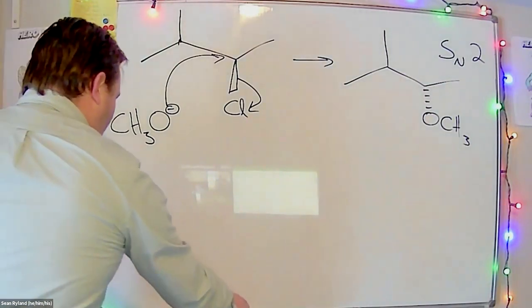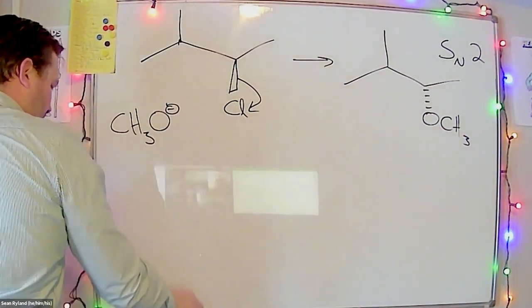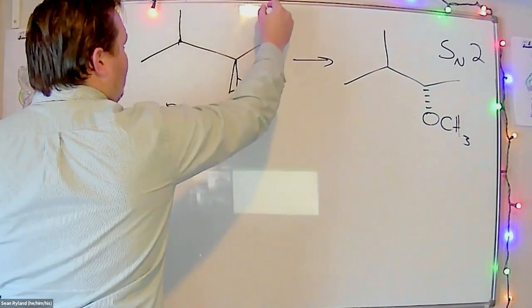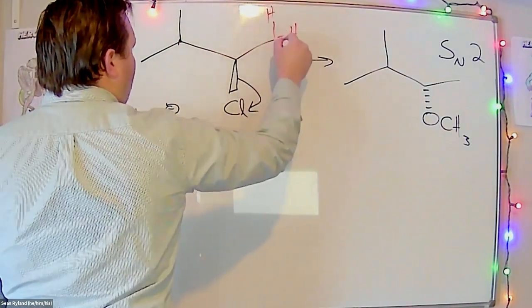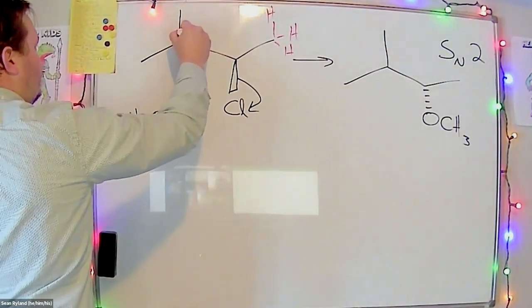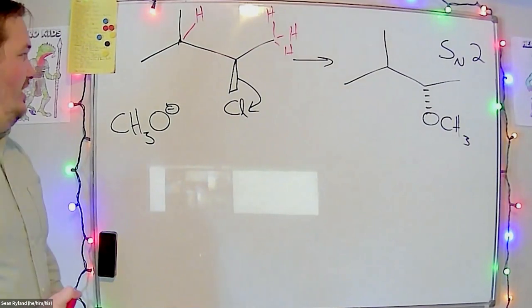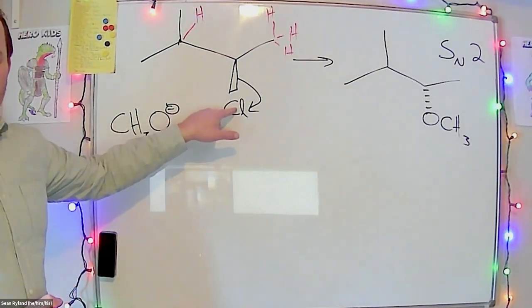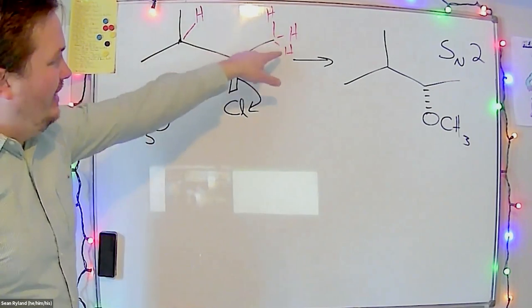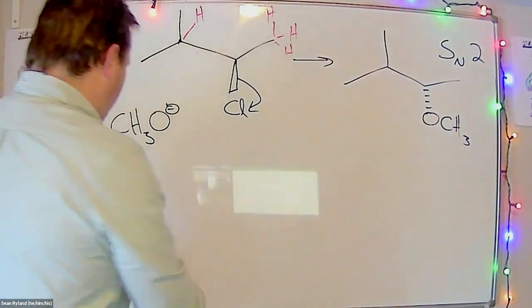All right, let's do our other second order reaction, our E2. And remember with E2, we're looking at the beta carbons. Our leaving group is still going to leave. That's still part of this. Our base is just going to grab a proton off of a beta carbon. And it being second order means no rearrangement.